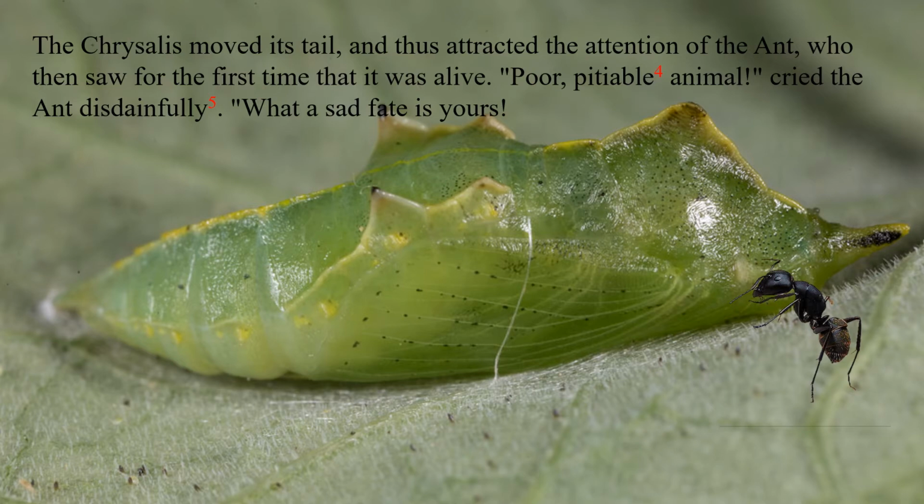The chrysalis moved its tail, which was a very small movement, and yet it attracted the attention of the ant. The ant thought that the chrysalis was not alive, but since it moved its tail, it came to realize that the chrysalis was alive, and he said, poor, pitiable animal.